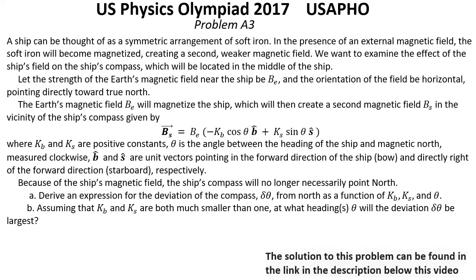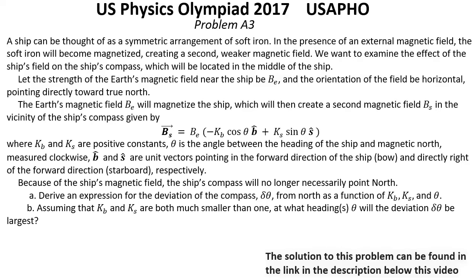Theta is the angle between the heading of the ship and the magnetic north, measured clockwise. Vectors B and S are unit vectors pointing in the direction of the ship's bow and directly right of the forward direction, starboard, respectively. Because of the ship's magnetic field, the ship's compass will no longer necessarily point north.